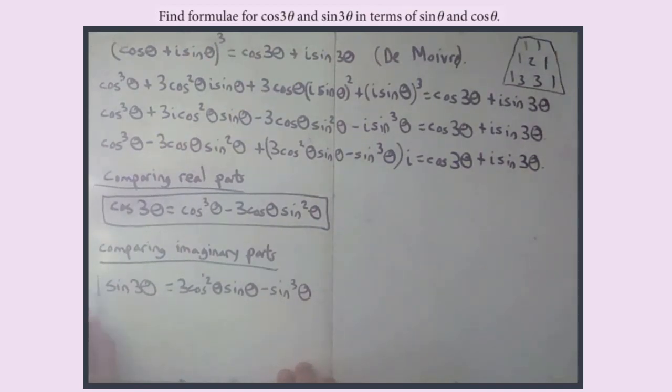Again, a really handy application of complex numbers. You've got a nasty trig identity, and we've been able to do this using complex numbers, using de Moivre's theorem. It is really handy, and again, could easily pop up in an exam question, very common.